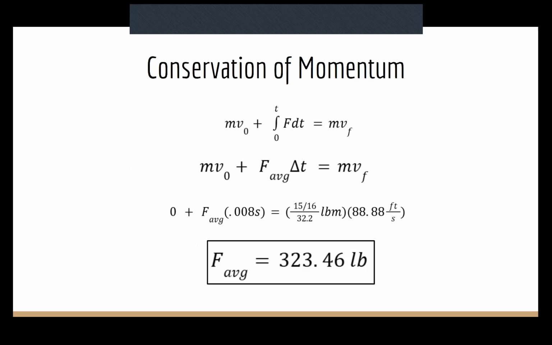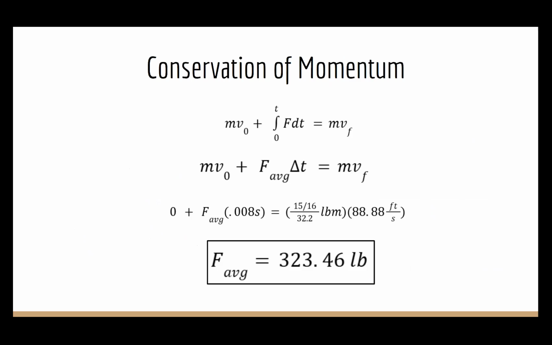I found the average force that Will Ferrin exerted during that kick was 323 pounds, which is consistent with other studies that have shown that the average kicker exerts about 300 to 350 pounds. So that is quite reasonable for that.